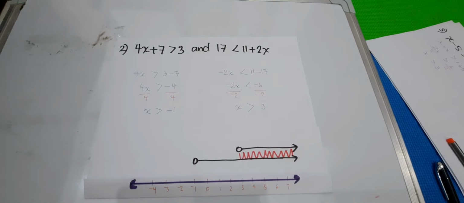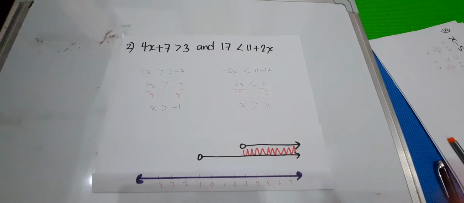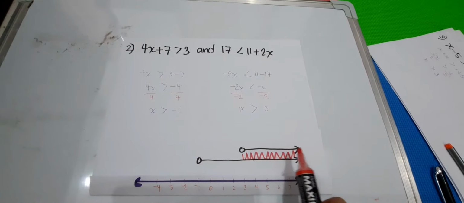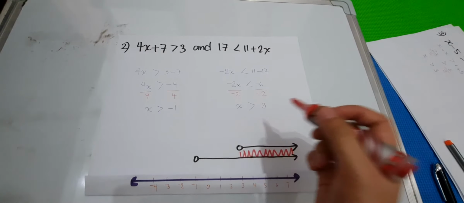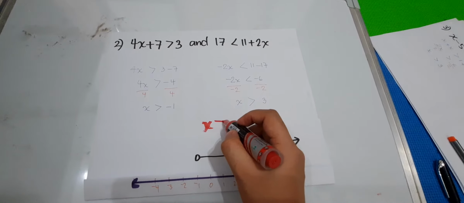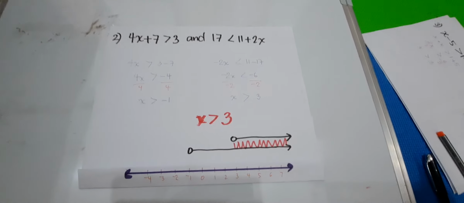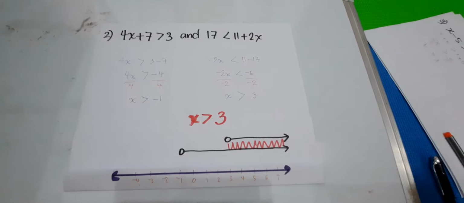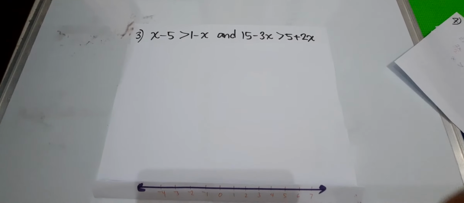How will you write it as a solution? So therefore, your solution is from 3. Take note, we don't have an end because of the arrows. So your solution will be x greater than 3. So that will be the solution for example number 2. Okay, let's continue with example number 3.